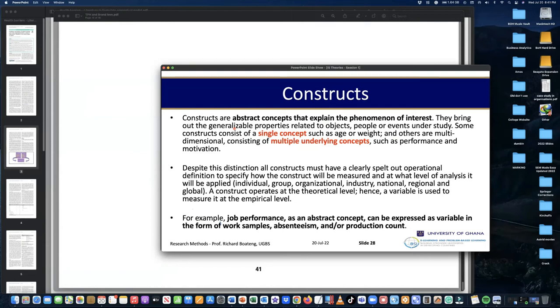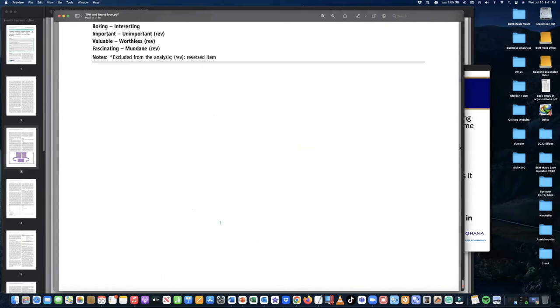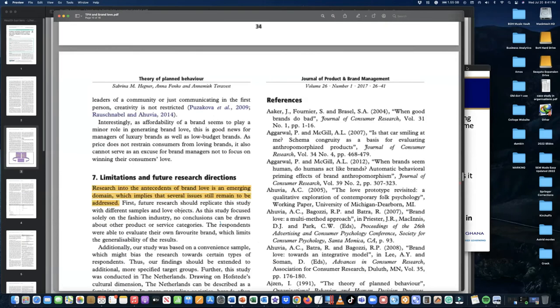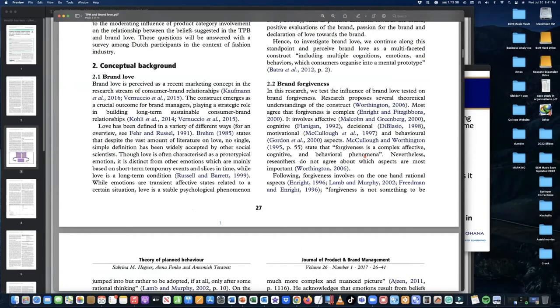Let me bring the right one. Let's go back. Quine defined forgiveness. It gave you the dimensions of forgiveness, as in the literature. Look at what he said. Nevertheless, there is the affective, cognitive, and behavioral. Even these are decisional, motivational, cognitive, and behavioral. So different authors have different dimensions. That's what we call a multidimensional variable.